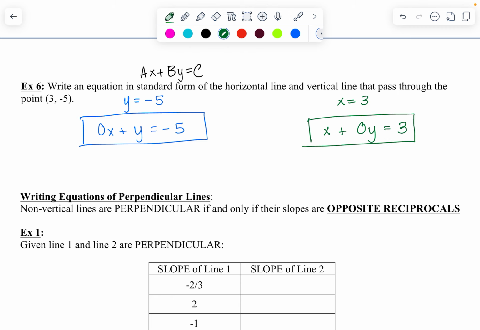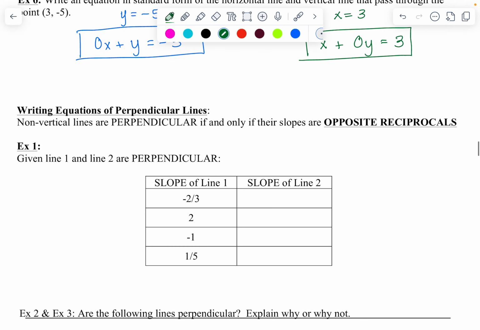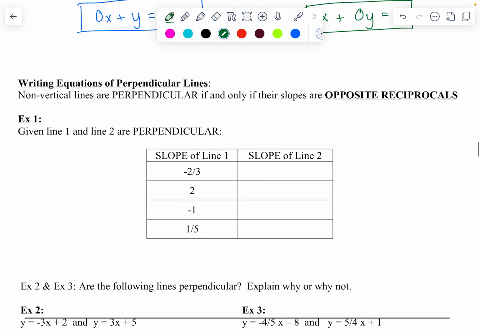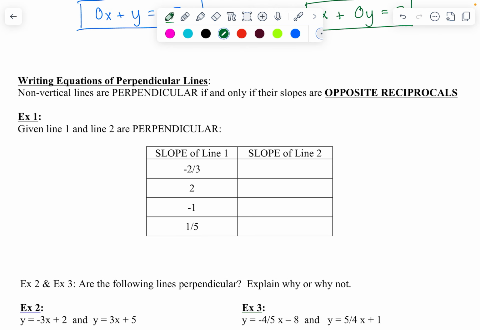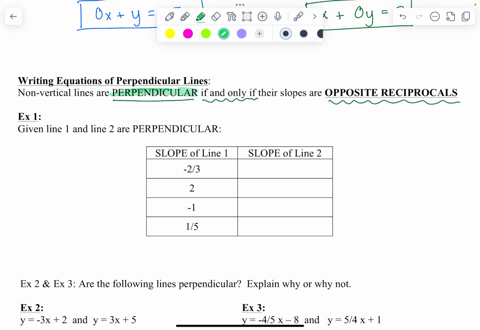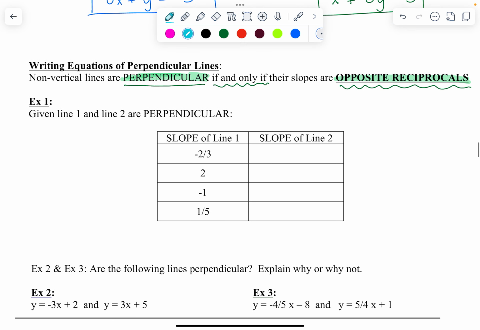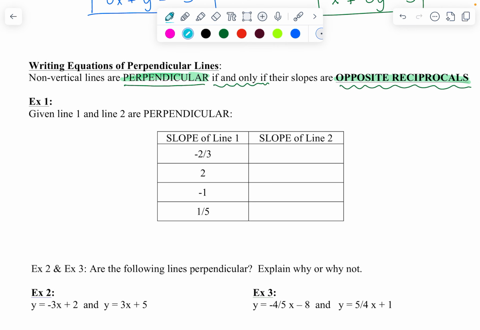Okay. Now let's talk about writing equations of perpendicular lines. So non-vertical lines are perpendicular if and only if their slopes are opposite reciprocals. So folks, you're going to want to bust out that highlighter. Perpendicular if they're opposite reciprocals. So in example 1, take a look. The slope of line 1 is negative 2/3, and we are looking for the slope of line 2, which is perpendicular.